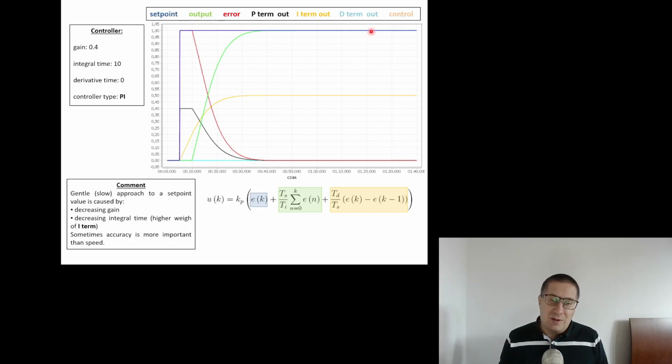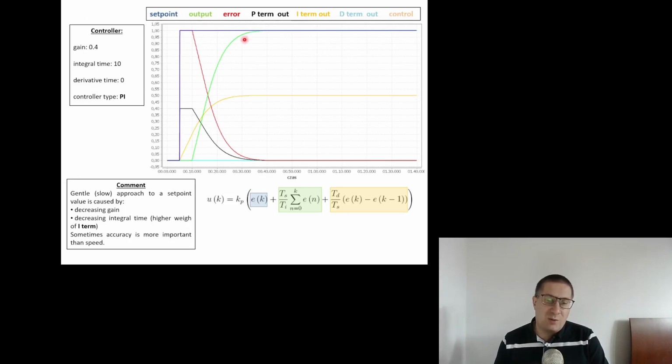So in this approach, we reach the set point slower. We need more time to reach the set point, but there are no bumps, no oscillations. We are not above the set point. So the control signal is much more gentle. This approach is better for the cases where the accuracy is important, but not the time. The time is less important.